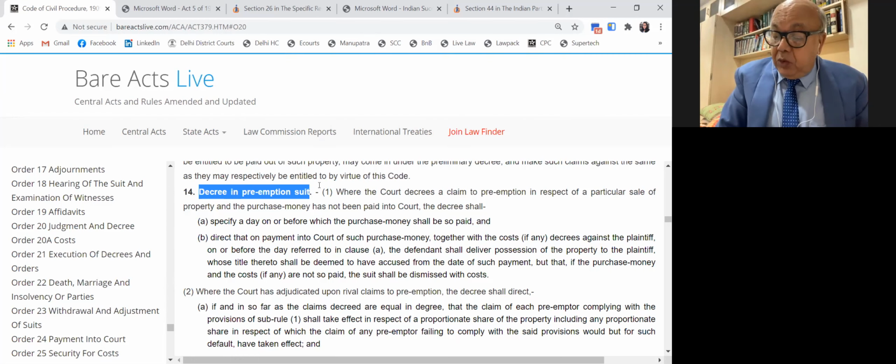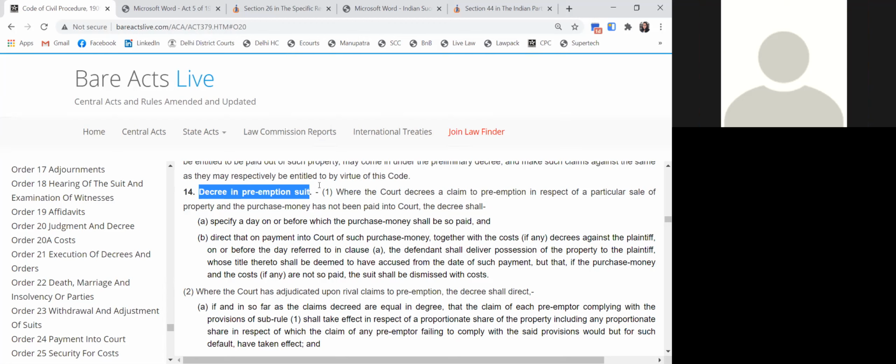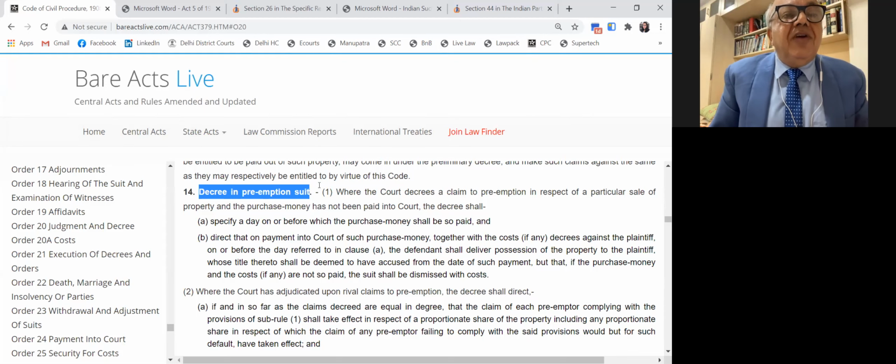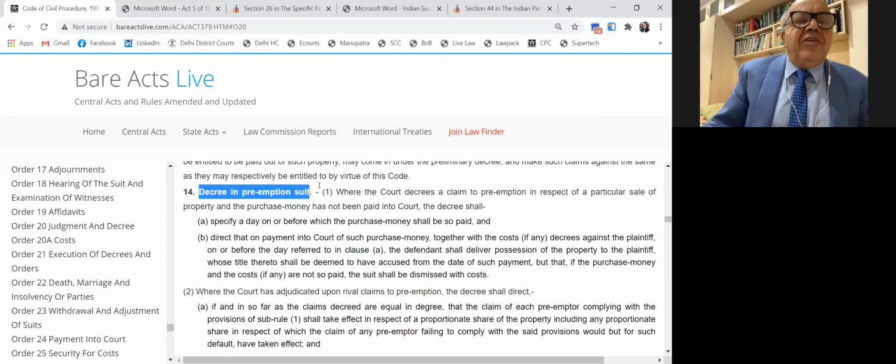Now, you know that the law of preemption was developed in India during the Mughal times. It is purely an Islamic law. You all know the doctrine of Shufa in Islamic law, which in the first year of LLB you must have learned. Doctrine of Shufa, S-H-U-F-A. Shufa means a preferential right. Preemption means a preferential right of purchase of the preemptor.